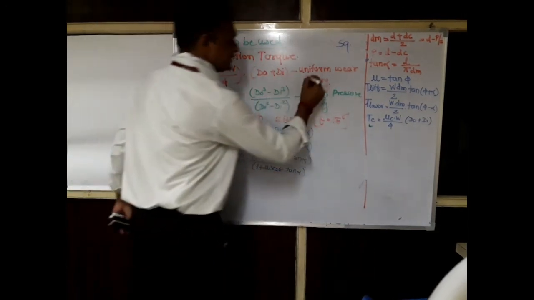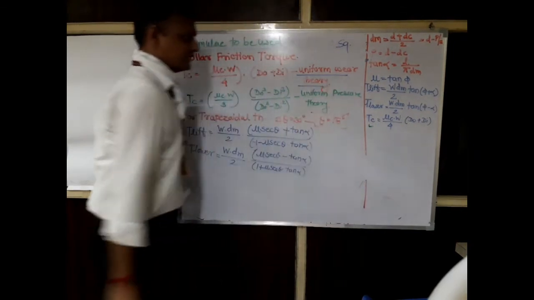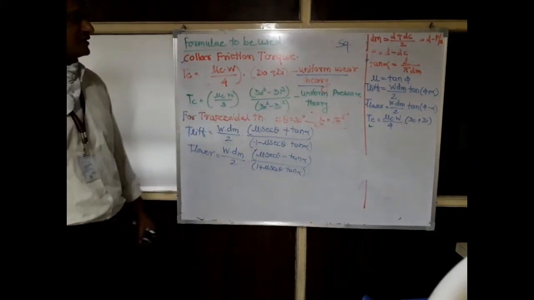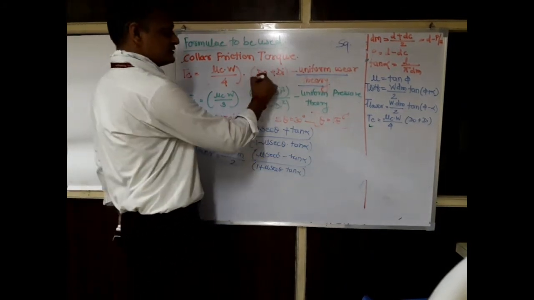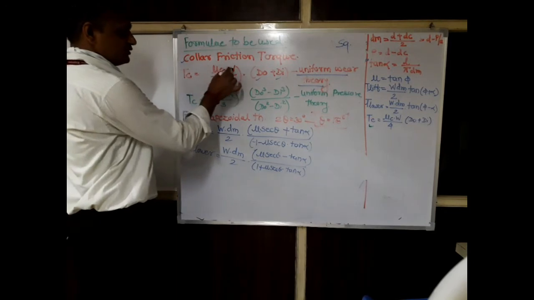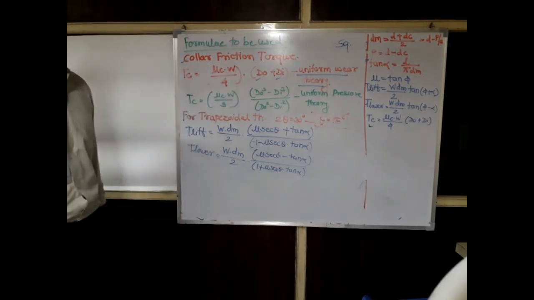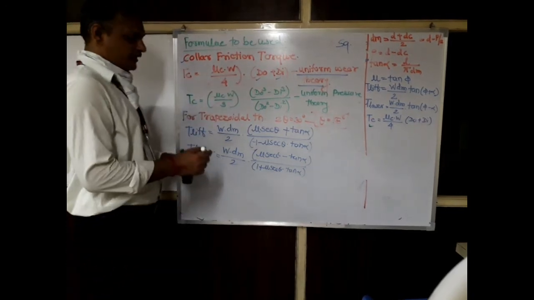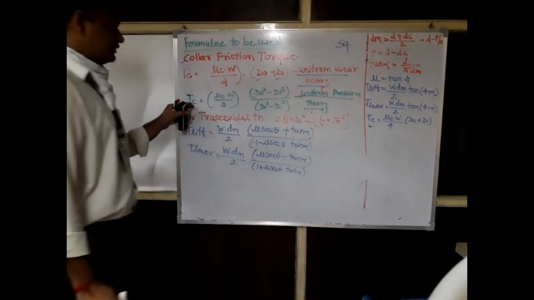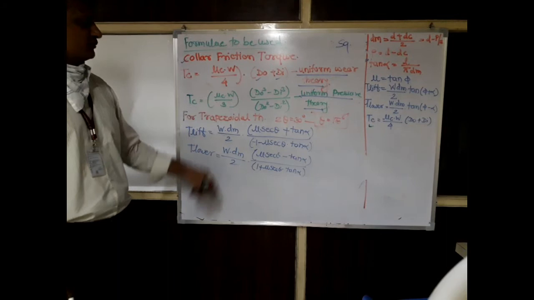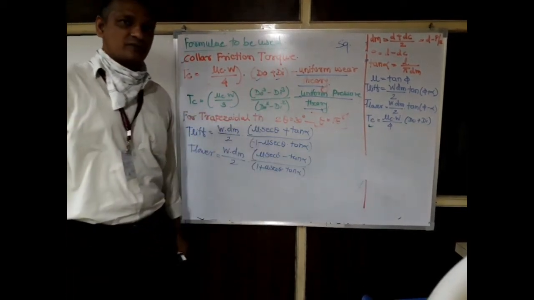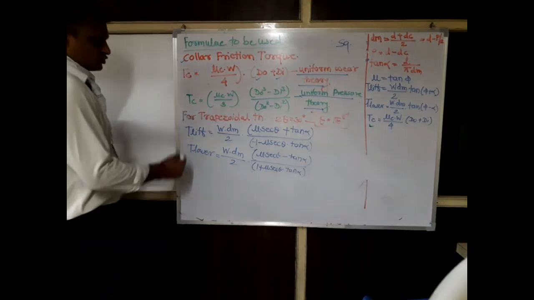The first method is the uniform wear theory. By using the uniform wear theory, if the outer diameter of the collar is D naught and the inner diameter of the collar is DI, then we can evaluate TC is equal to mu C into W by 4 into D naught plus DI. Then the second one, by using the uniform pressure theory, the collar friction torque will be equal to mu C into W divided by 3 into D naught cube minus DI cube divided by D naught square minus DI square.